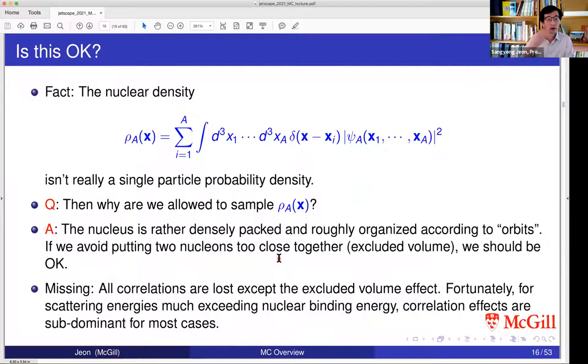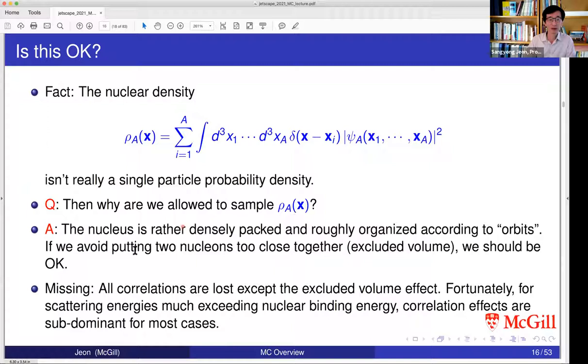Okay, so why are we allowed to sample this? Nuclear density is actually this sort of thing. You have a many-body wave function, you see where you can find any particle at position X, you integrate over the rest, and you call that your nuclear density, properly normalized to A. So why are we actually allowed to sample this?